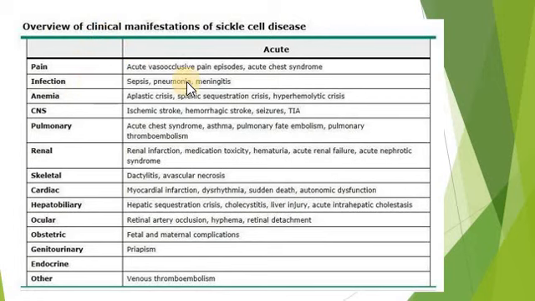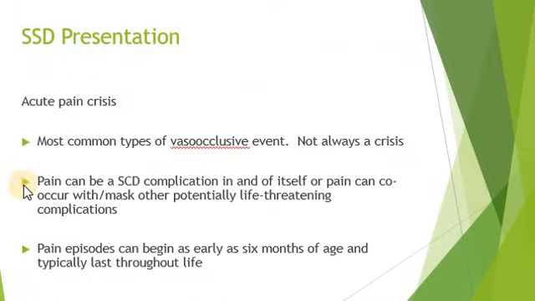pulmonary effects, renal effects, skeletal effects, cardiac effects, hepatobiliary problems, ocular problems, obstetric problems, genitourinary problems, and other problems. Initially, pain is a very bad complication of the SCD presentation. Initially, it may be self-limiting, or it may be a problem due to vaso-occlusive events. If it is a problem of vaso-occlusive events, it is a potentially life-threatening problem.